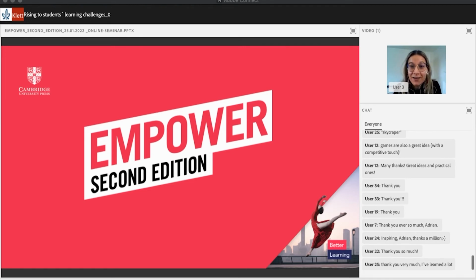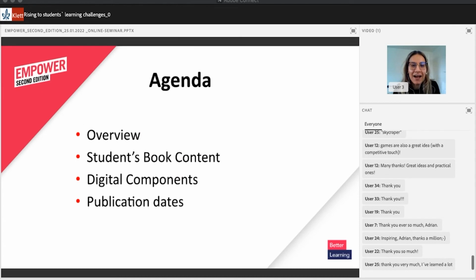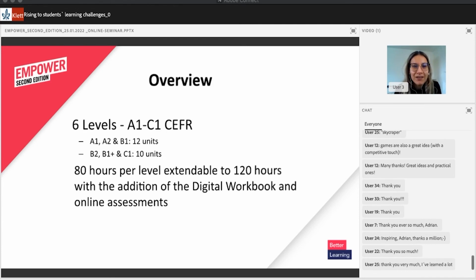So I'm going to give you a quick overview of Empower Second Edition, which was just published. First I'm going to give you the overview of the whole series, then we're going to dive into the students' book content, and then we're going to look at the digital components and the publication date.